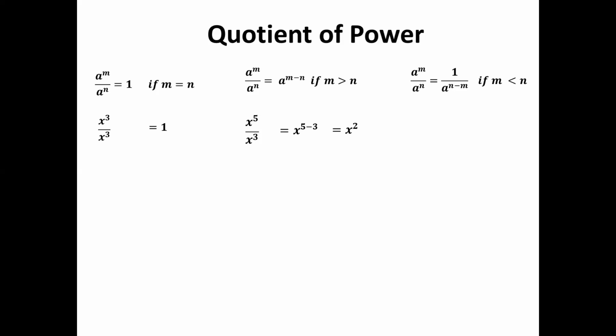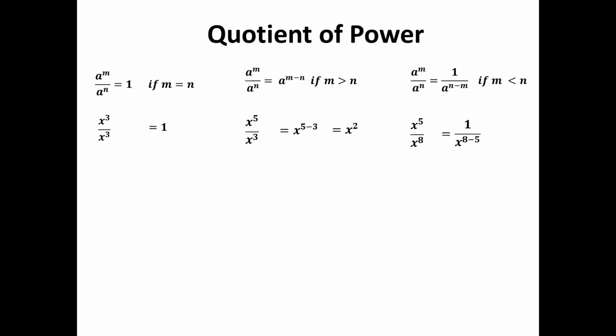And then we also have the third condition. A to the m over a to the n is equal to 1 over a raised to n minus m, if m is less than n. Ito yung ating third condition. At ito naman ang ating halimbawa. X to the 5 over x to the 8. Sa pagkakataong ito, lamang ang n kay m. Or ang ibig sabihin, m is less than n or 5 is less than 8. Sa makatuwid, nasa third condition tayo o third law ng quotient of power.